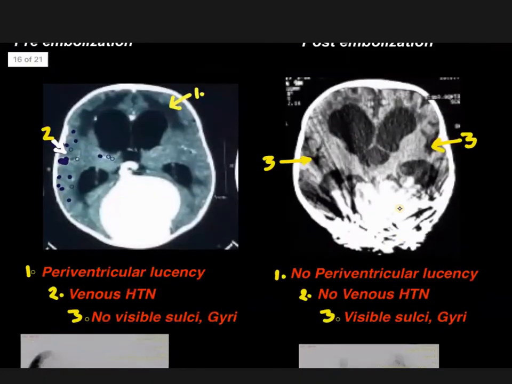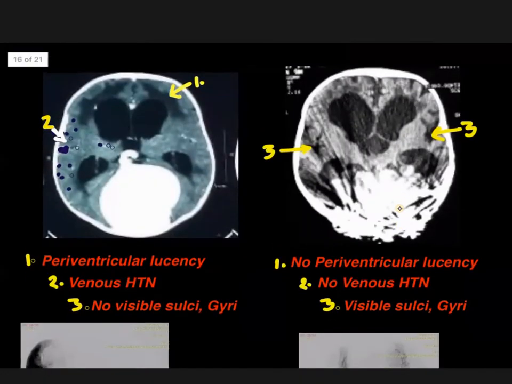Here we can see the comparison between the pre-embolization and post-embolization contrast CT. There is no periventricular lucency, and the hydrocephalus has reduced, though there is still some ventriculomegaly. There is a reduction in the venous hypertension, because we cannot see any venous structures in the subarachnoid space and fissure in the second CT. And the sulci and gyri become visible on the post-embolization CT because the raised ICP has gone.